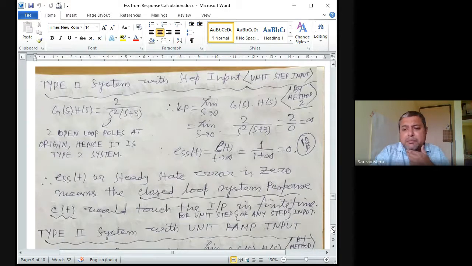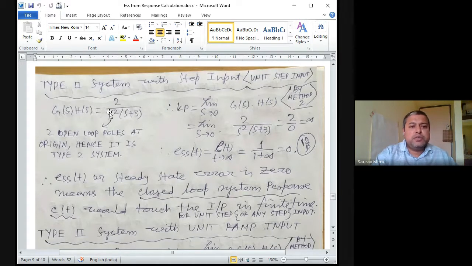Now come for the big part that we could not do last day, that I have taken a type 2 system, that is 2 by s square into s plus 3. So this is GSHS, this is 2 by s square into s plus 3, and here what we are finding is Kp. So for type 2 system, there are three inputs again, that is the unit step input, unit ramp input, and unit parabolic input. So what we are going to find is, for type 2 system, unit step is going to produce ESST 0. For type 2 system, unit ramp is going to produce ESST 0. And for type 2 system, unit parabolic is going to give us a finite error. So all these three graphs we have to generate.